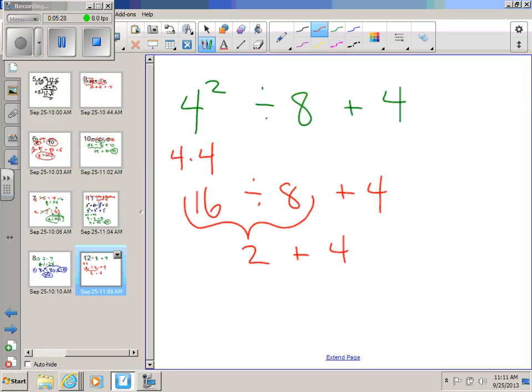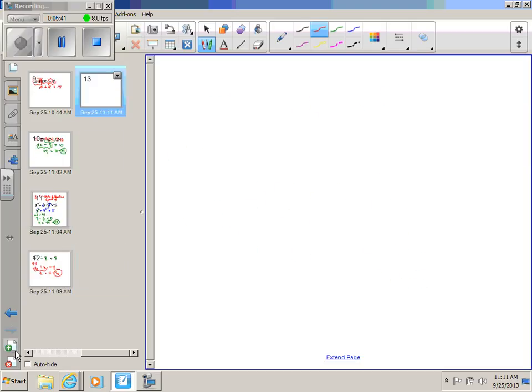2 plus 4 is equal to a final answer of 6. How have you got it? How have you got 6? Very good. Yes.